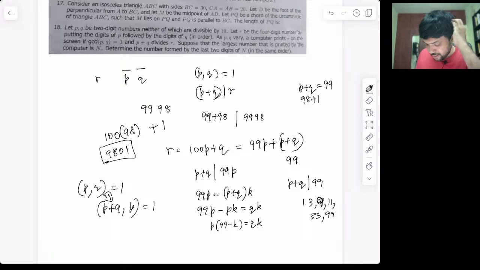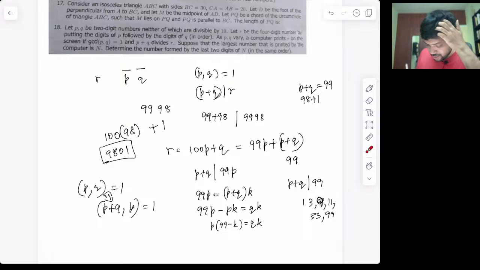My plan of making it the largest was to pick p plus q to be as large as possible, then make p as large as possible. But is that the best strategy? Any other thing will only be smaller. Is that true? Any other p plus q, if I pick any other factor, p plus q will be less than 99. That's for sure. This is less than or equal to 99. So nobody can beat that in my strategy.